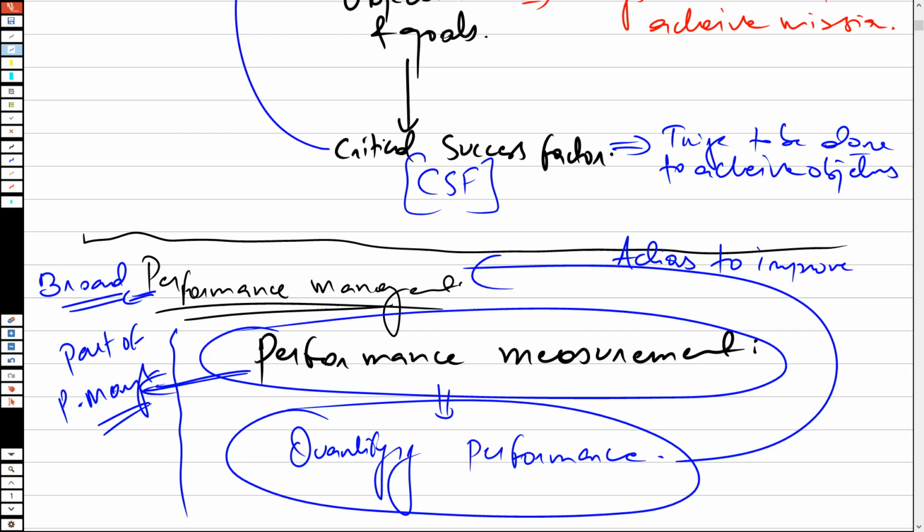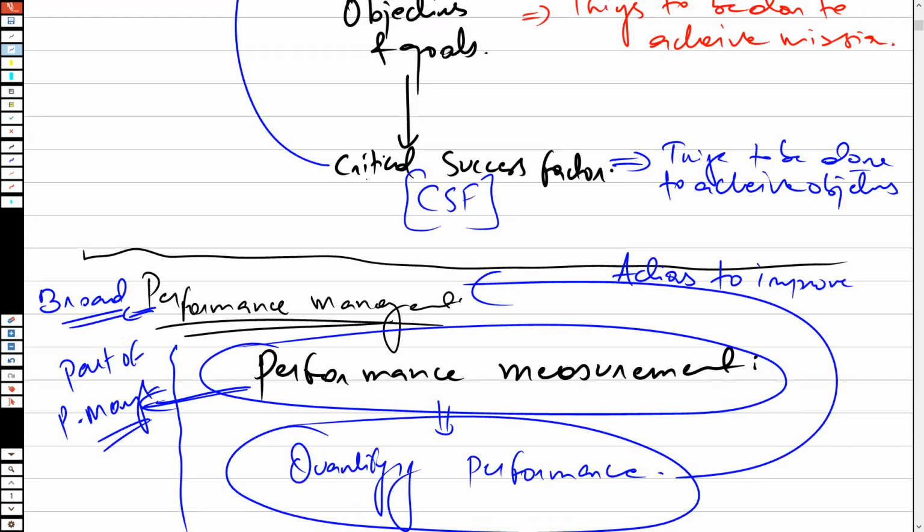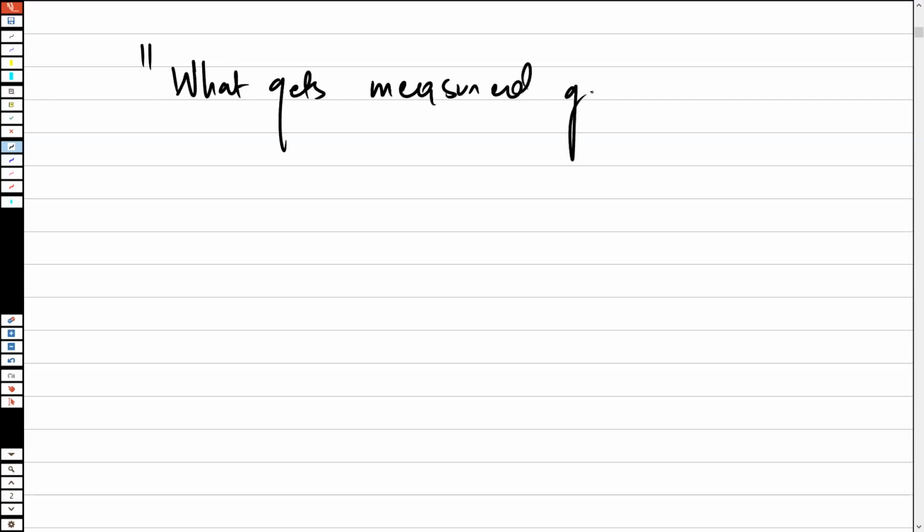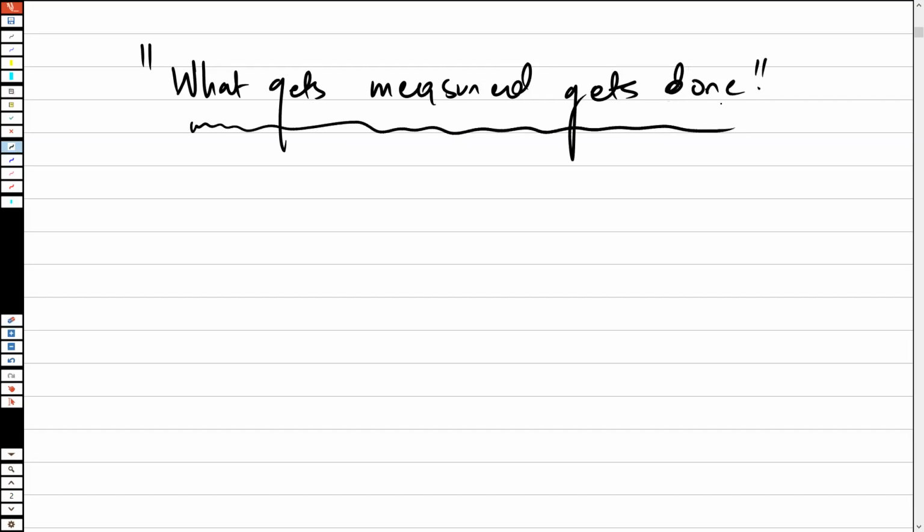Whenever we talk about performance measurement and management, you need to understand that in organizations there is a saying: what gets measured, gets done. What do we mean by that? Those things which are measured, those things which are quantified, the organization's employees and management try to make sure that they achieve those things.